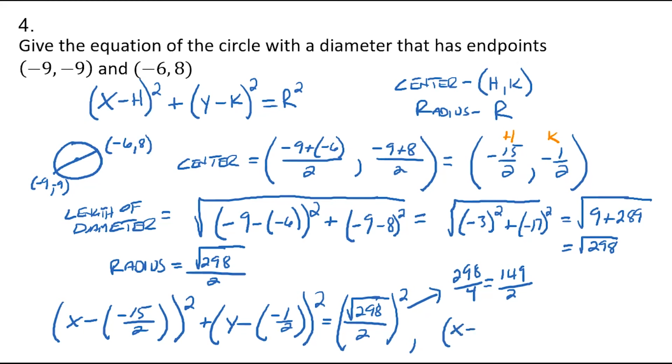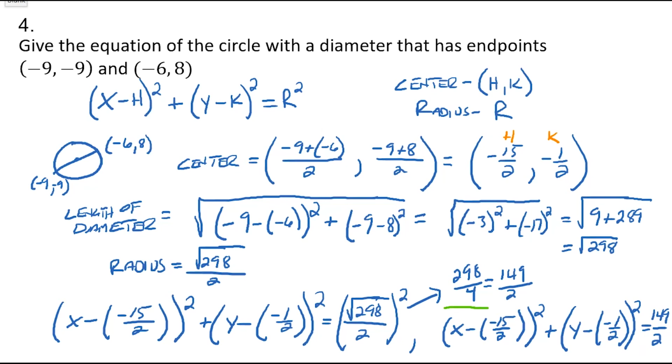So then our final equation should look like this: (x - (-15/2))² + (y - (-1/2))² = 149/2. So that is our equation of a circle.